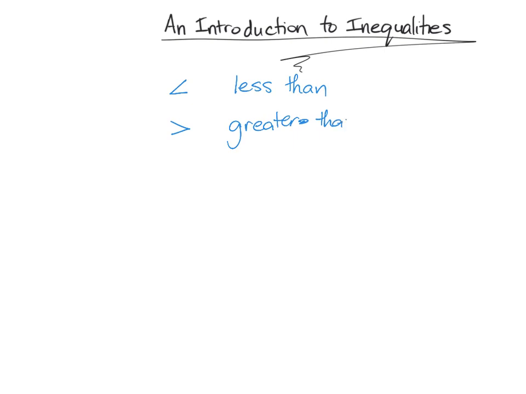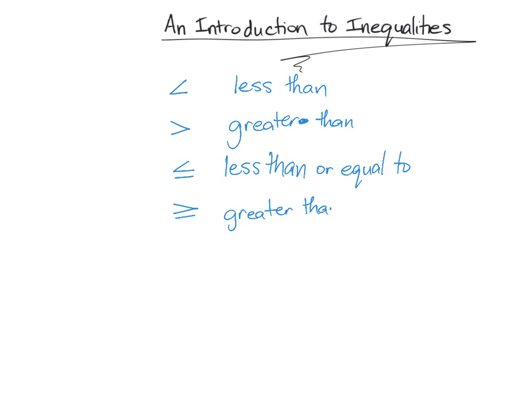And then we can add another element to these signs. So if we take the less than sign and we put a line underneath, that means less than or equal to. And we can go ahead and do the same thing for the greater than sign and put that line underneath, and that means greater than or equal to.